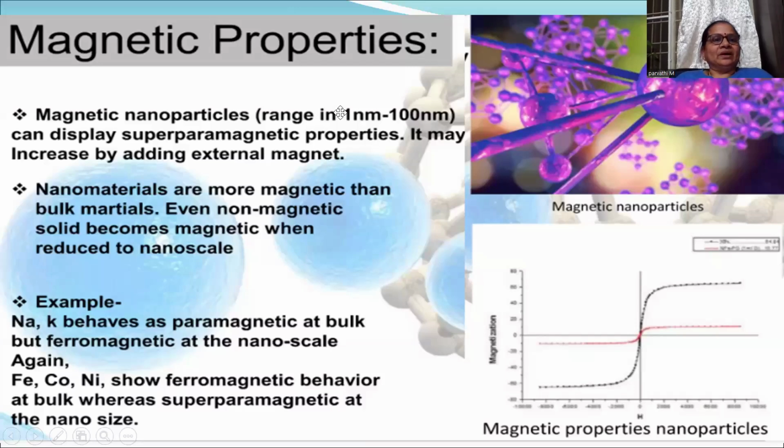Okay, and in this slide you can see magnetic properties. So far we have seen electrical properties, mechanical properties, and now magnetic properties. Magnetic nanoparticles ranging between 1 nanometer and 100 nanometer generally display superparamagnetic properties. So it may increase by adding an external magnet.